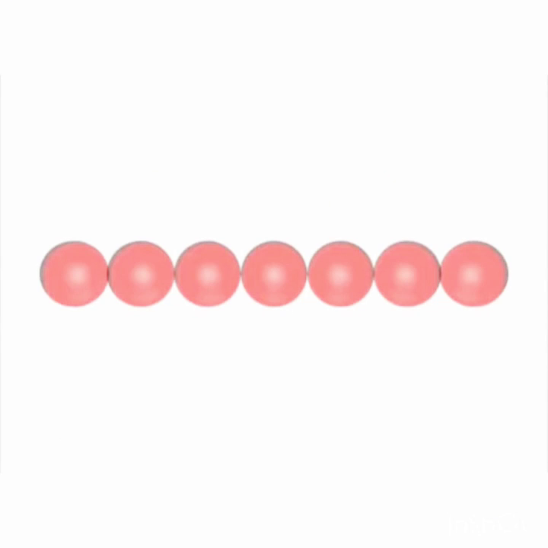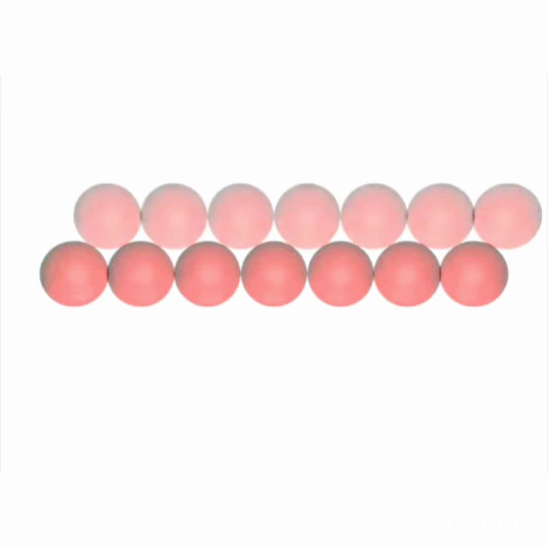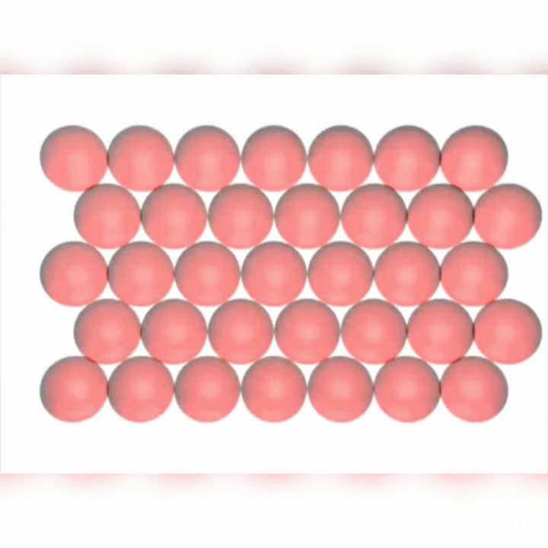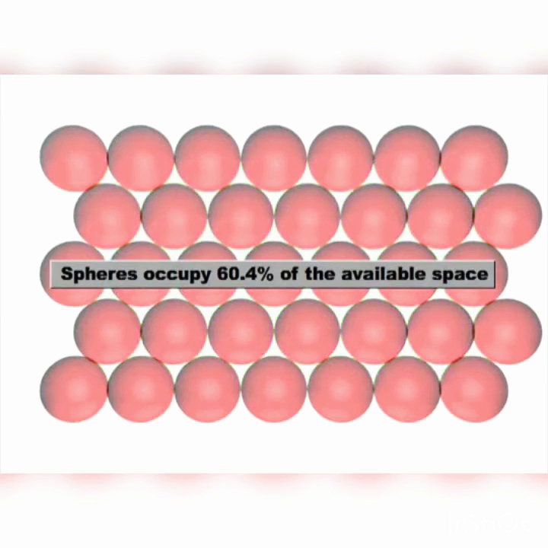A second way of arranging the linear one-dimensional arrangements is to keep the spheres of the second linear one-dimensional arrangement in the depressions of the first, like this. Here every alternate linear arrangement has the same alignment. These are the vacant spaces, which is visibly less than the square close packing and hence more efficiently packed. In this packing, the spheres occupy 60.4% of the available space.